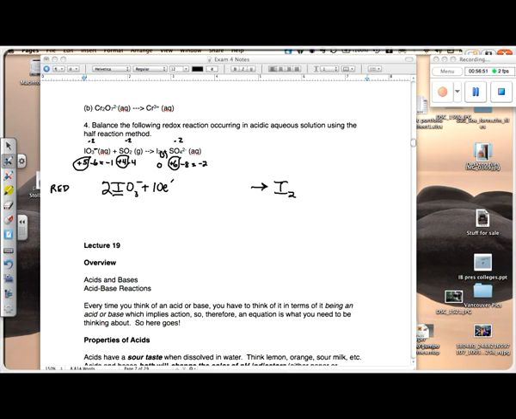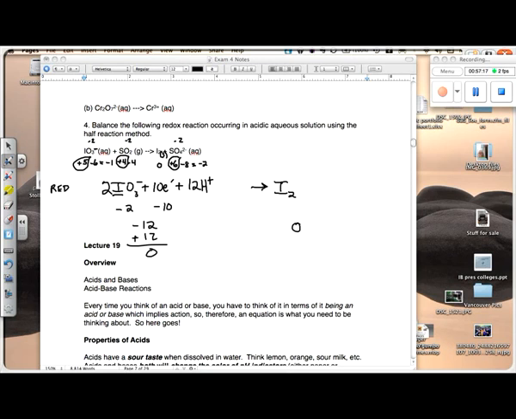Okay. Charge next. I've got 2 minus 1, so I've got a negative 2 and a negative 10. This side is a negative 12. This side is 0. I need to add 12 positives to balance out those 12 negatives. So it has a net charge of 0. Okay, just like the other side.